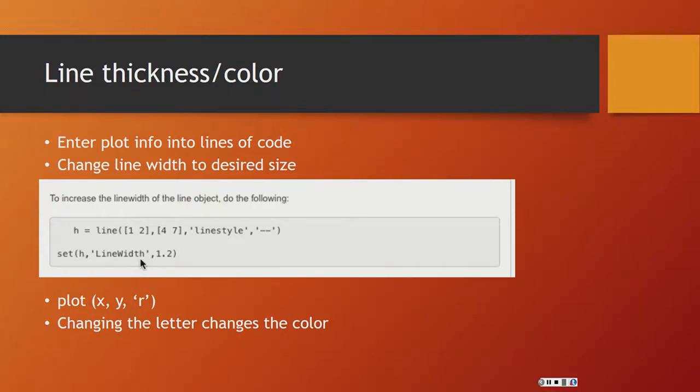And then when you're plotting, a way to change the color is you just put in different letters. So R is red and different things like that. That allows you to change the color of the lines to make it easier to differentiate between them.